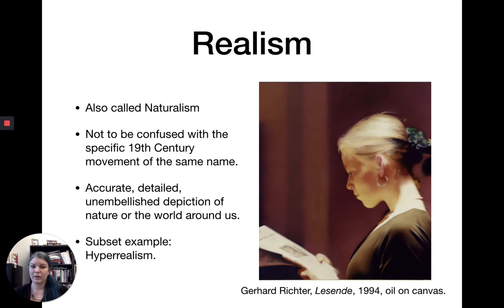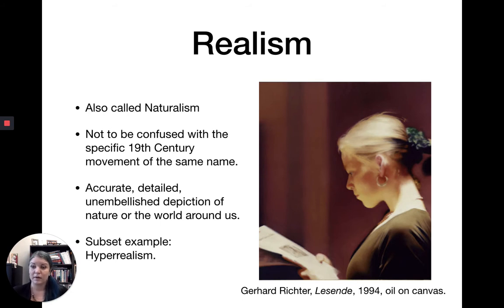Okay, realism. I put these in the order that they come up chronologically, but also the order in which they're easiest to understand, in my opinion. Realism, which is sometimes also called naturalism, is a little confusing when I bring it up now in our Art History 2 class, because we talked about a specific movement in the 19th century that was called realism. That's a specific thing. This is big picture realism, which we can also call naturalism.